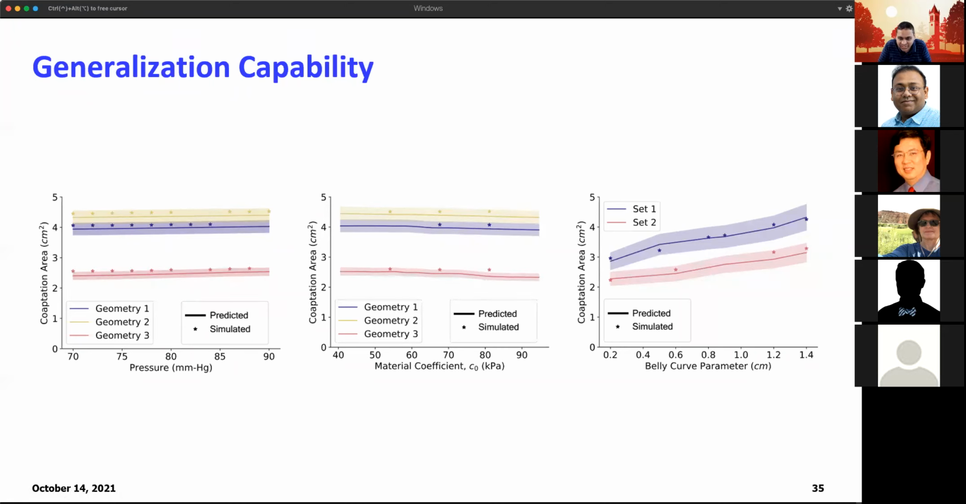This gives the fundamental advantage of a data-driven model: you spend a lot of time training the model, but once the model has been trained, the inference can be done in seconds, whereas each of these stars that you see took about 5 minutes to run in terms of the simulation itself.